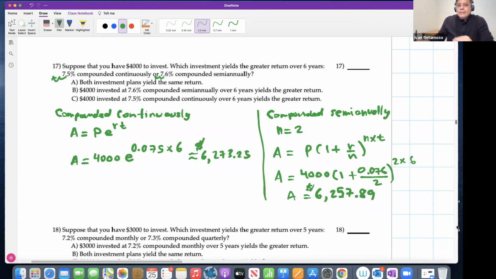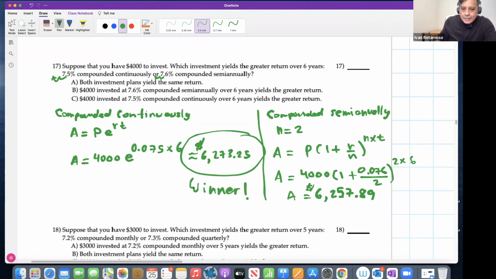So which is the winner? Comparing these two amounts, clearly this one is the winner, right? You see, guys? So this is better. Therefore, I have to go with choice C, right? Compounding continuously turns out to be better than doing this semi-annually, even though they increase the rate a little bit, right?